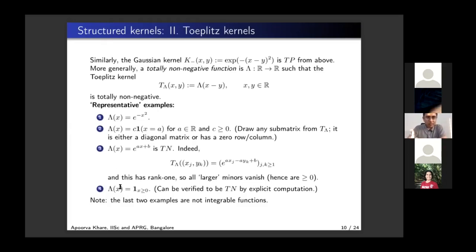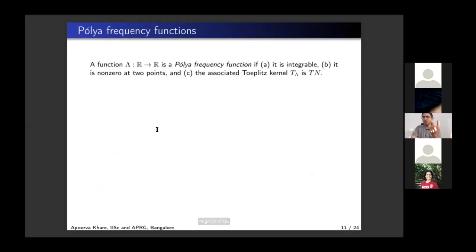Notice that the last two examples are not integrable. The second example is degenerate. So now we are going to focus, in the rest of the talk, on totally non-negative functions which are, on the one hand, integrable, so they rule out these two examples. On the other hand, they don't vanish at at least 2 points, so they are non-degenerate. That rules out this example. It turns out the moment you are totally non-negative and don't vanish on 2 points, you don't vanish on the entire interval between them. So to say it doesn't vanish at 2 points is the same as saying it doesn't vanish on an interval.